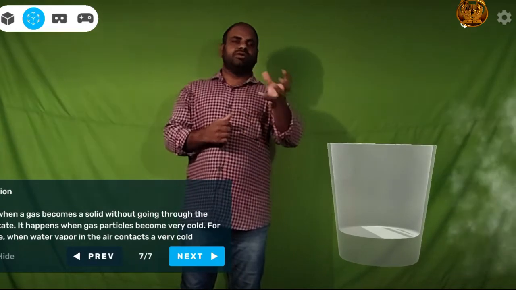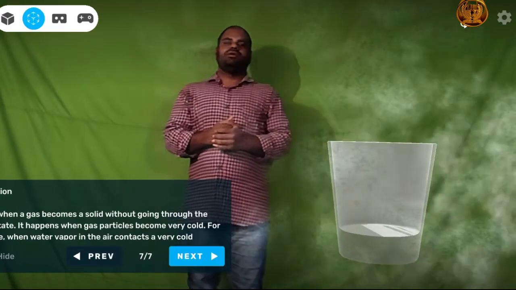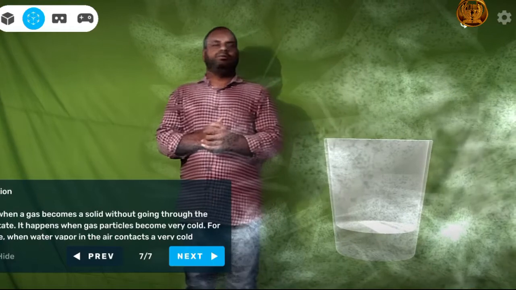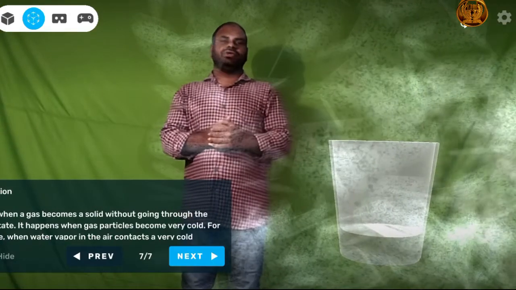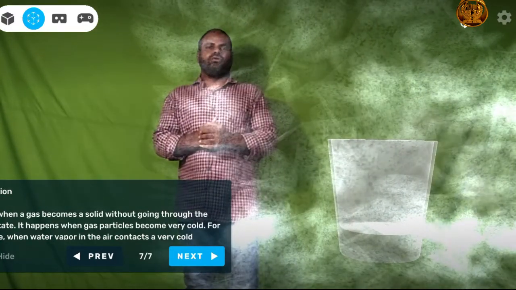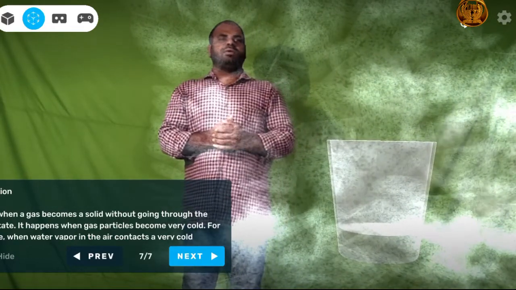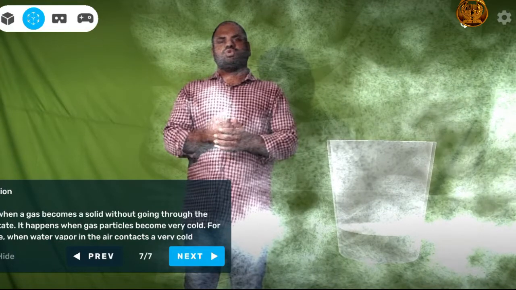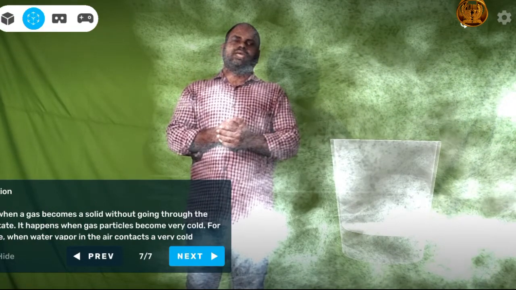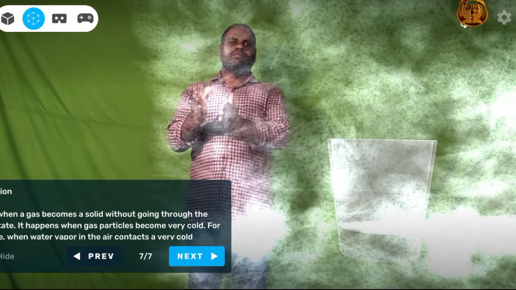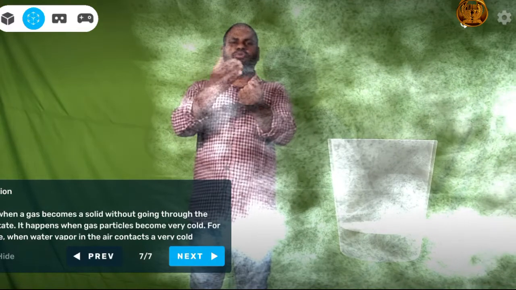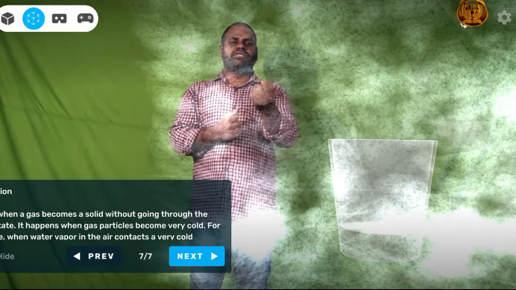Next, we have deposition, which is the reverse of sublimation. It happens when the temperature is very cool, and we see fog and examples like dew. When the temperature is very cool, the water vapor particles present in the atmosphere collide with dust particles, and as they collide they lose energy, and the water vapor particles change into ice. Now the dust particle is along with the ice, and it looks like a small mist.